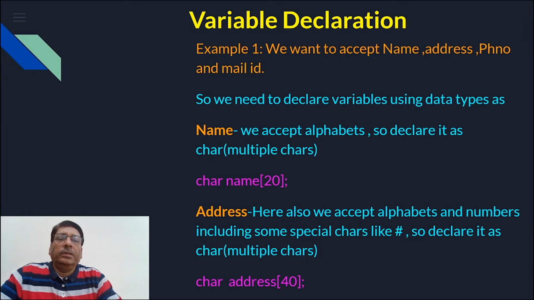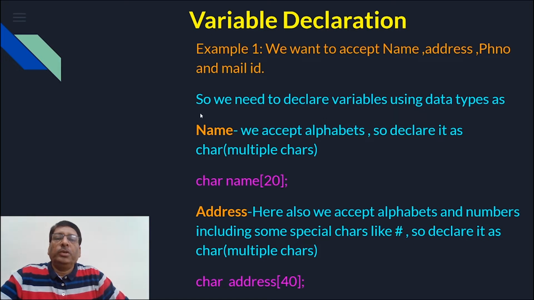Variable declaration. For example, say if we want to accept name of a person followed by an address, including the phone number and the mail ID. Now we need to understand here how we are going to declare these variables like name, address, phone number and mail ID. So how to declare these variables using different data types available in C language.